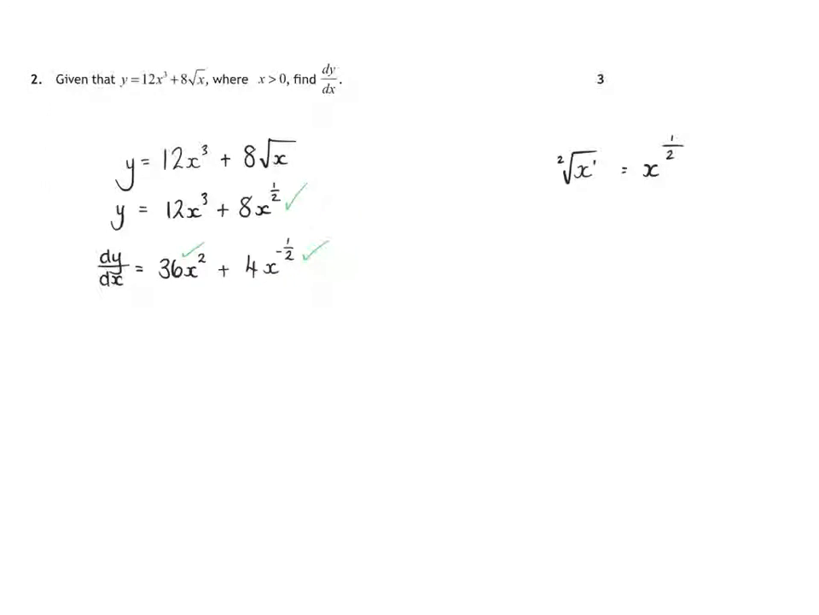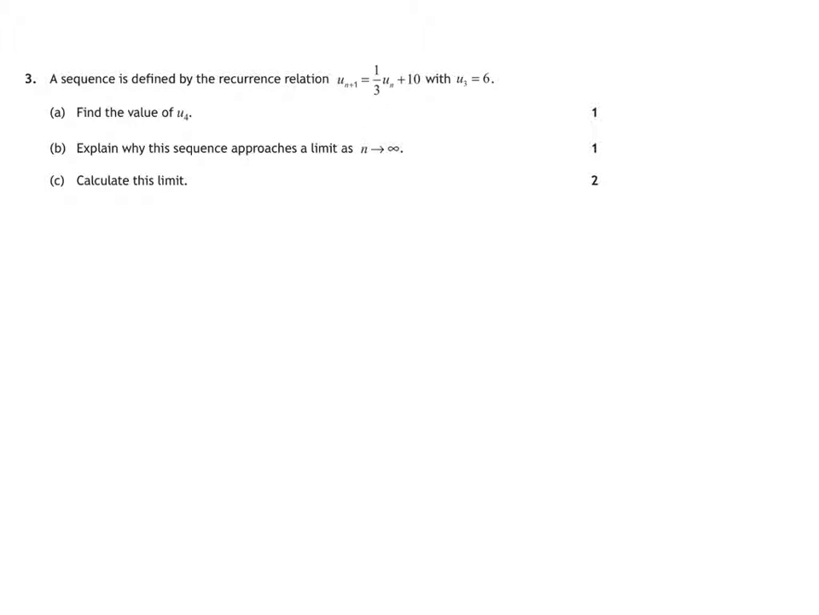On to question 3. Right, okay, so we have here a recurrence relation where u(n+1) = 1/3 u(n) + 10, and we've been told what u3 is, and we want to find u4. So u4 is going to be equal to 1/3 u3 + 10. So that's 1/3 times 6 plus 10. So that is 2 + 10, which is 12. So u4 is 12. Okay, so explain why the sequence has a limit.